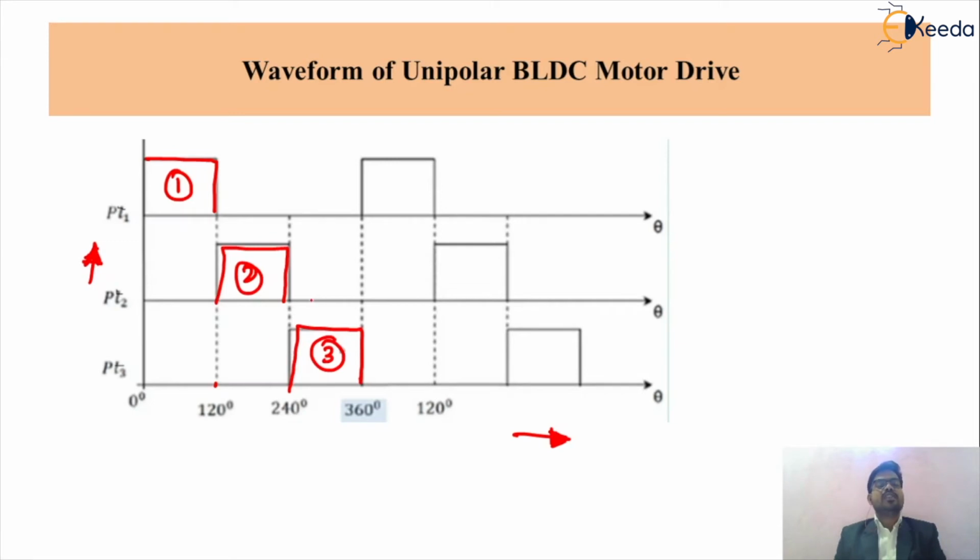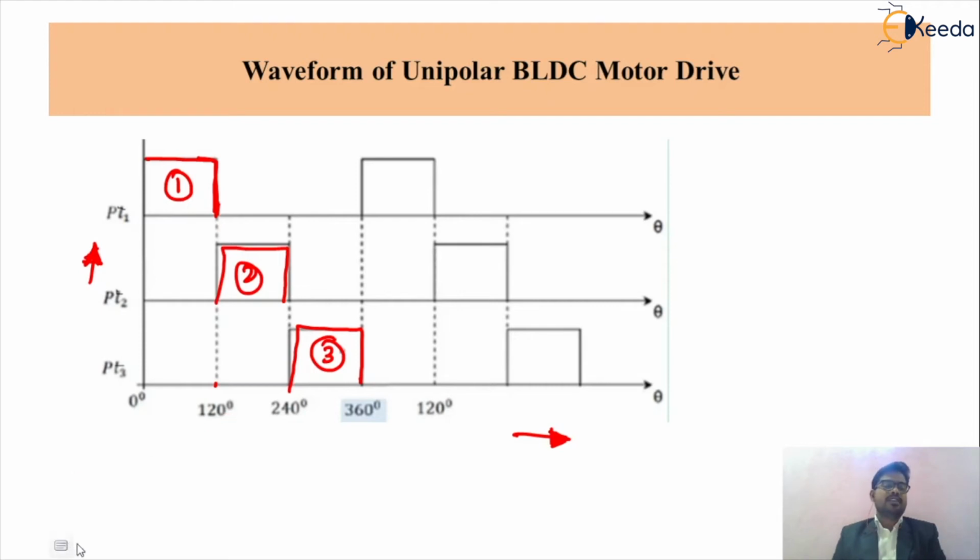So friends, as shown in the figure, only one photo transistor conducts at a particular time. Due to that, we get a half wave waveform from a unipolar BLDC motor drive. So this is the actual concept of the unipolar BLDC motor drive.